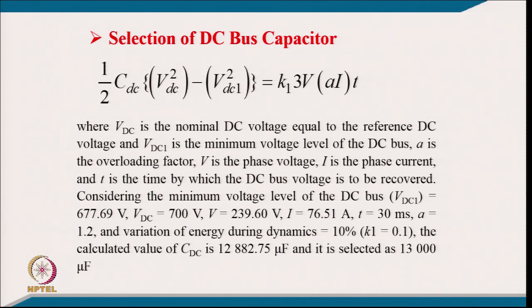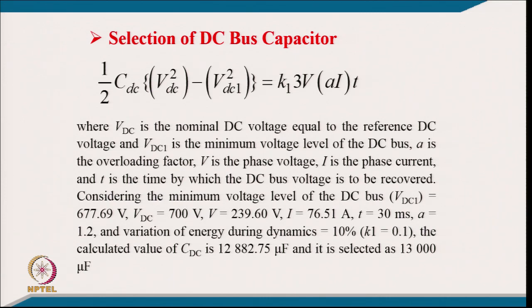So, considering the minimum voltage level of the DC bus, that is typically 677.69, and VDC 700, and considering phase voltage RMS 239.6, corresponding to the rating, let us say it comes 76.51, and T 30 millisecond we want to recover, and A is the safety factor for maximum allowed current, let us say 1.2, 20% more. The variation of energy dynamics will be 10%, corresponding to K1 equal to 0.1. Then the calculated value of this DC link capacitor comes around typically 12,852, and we can select around 13,000 microfarad, a little higher than that for a typical rating.